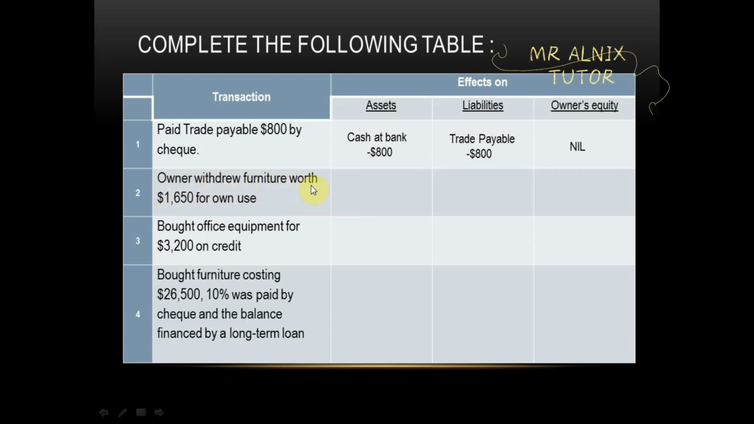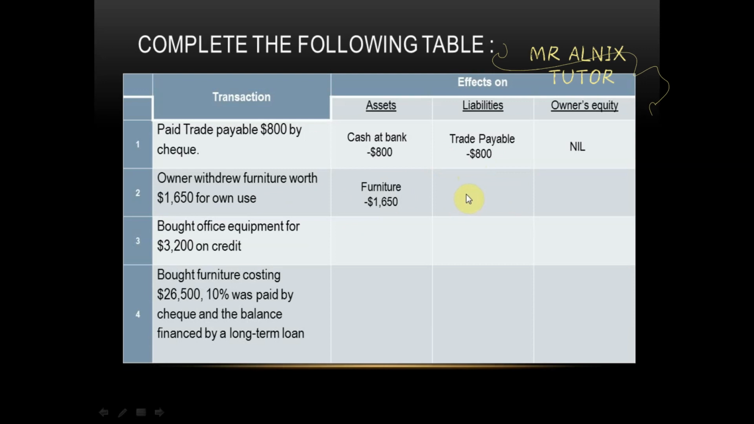We come to the second one. Owner withdrew furniture worth 1,650 for personal use. So you can see the question there. Withdrew the furniture means taking the furniture out of your office for personal use. That's why taking out the furniture will affect your assets here. Then furniture will be minus 1,650.